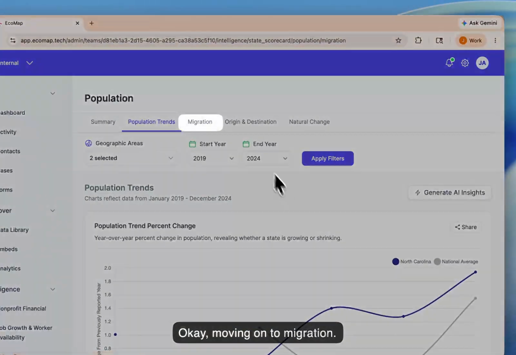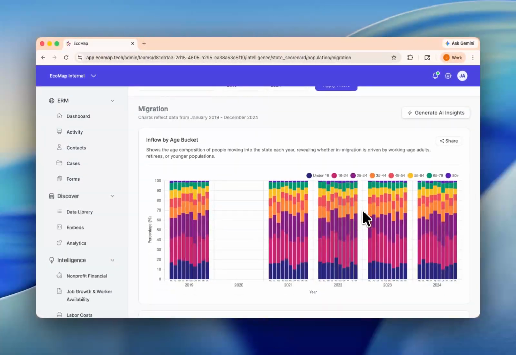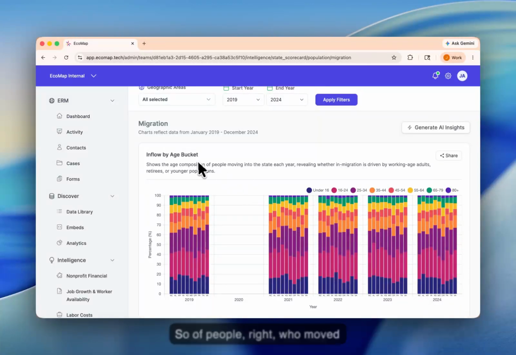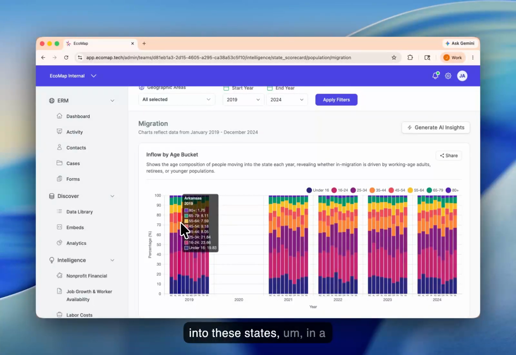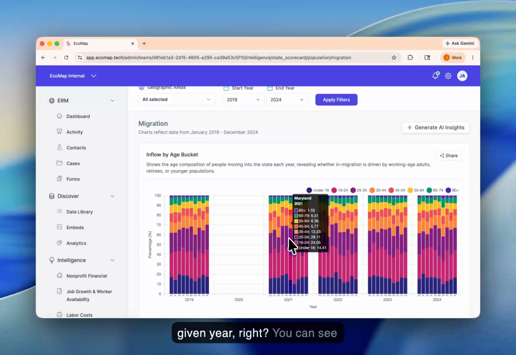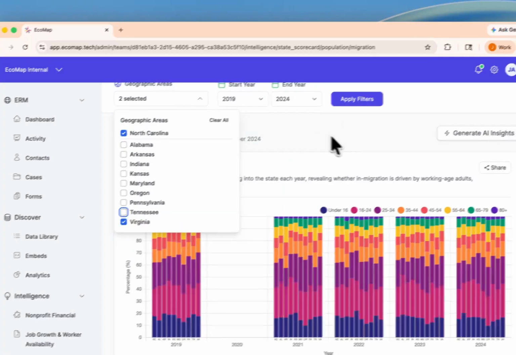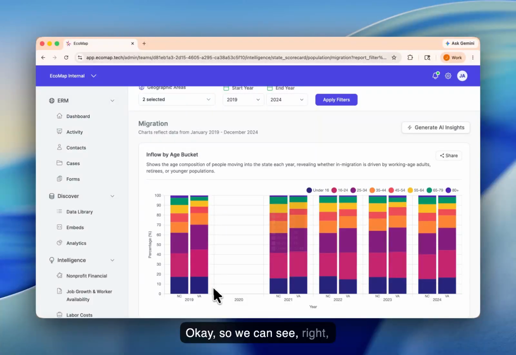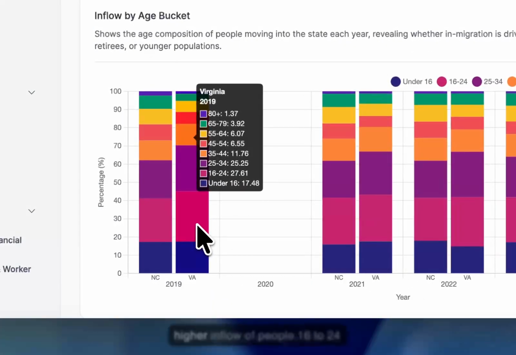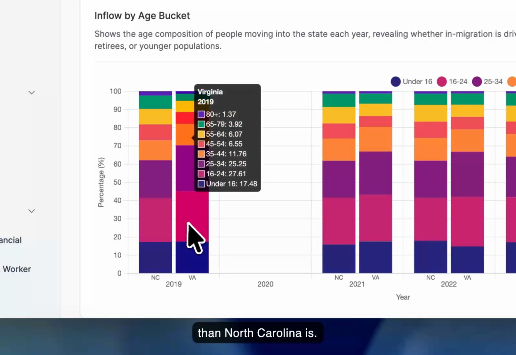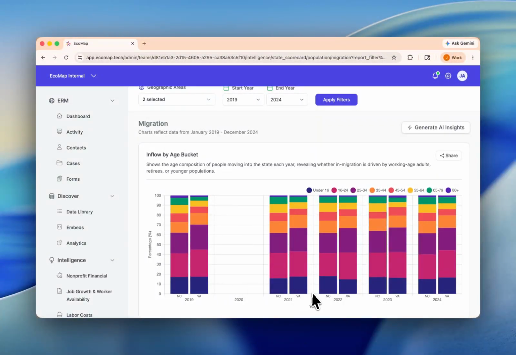Okay, moving on to migration. This is where stuff gets pretty interesting. Of people who moved into these states in a given year, you can see the age breakdown of those people. Again, I want to filter down to just a couple of states, just so we can see a little bit closer. We can see that Virginia is seeing a little bit higher inflow of people 16 to 24 than North Carolina is. That's really the main difference here.